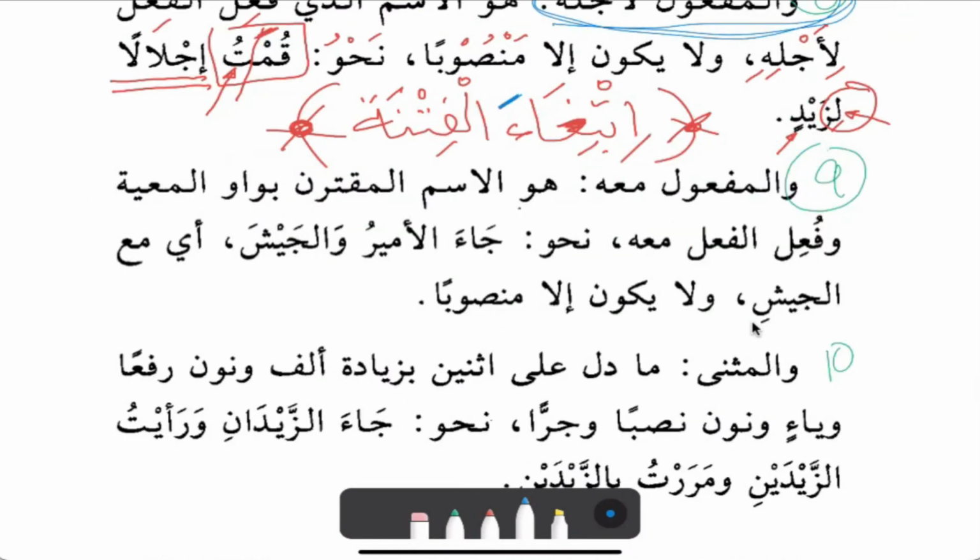So now let's continue. The author says, وَالْمَفْعُولُ مَعَهُ. And what was done with. وَالِاسْمُ الْمُقْتَرِنُ بِوَاوِ الْمَعِيَّةِ. It is the name that comes along with the waw of withness. Withness.